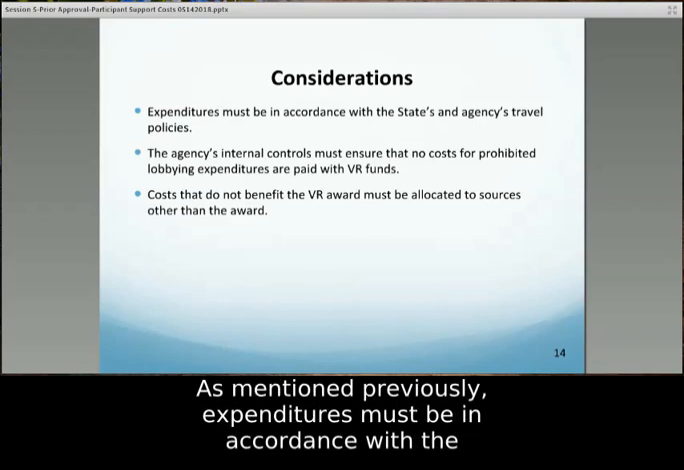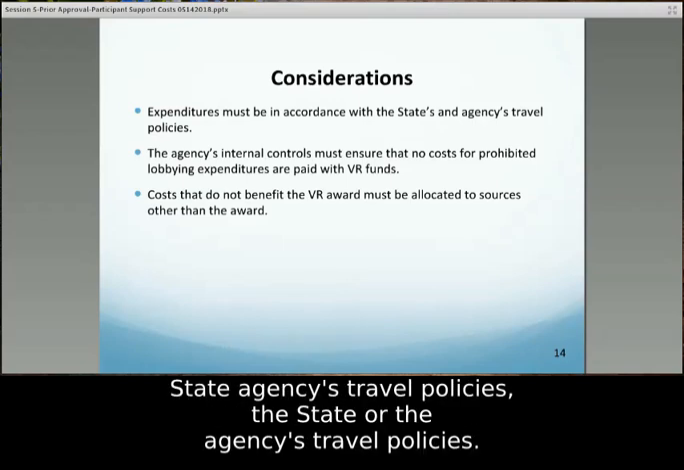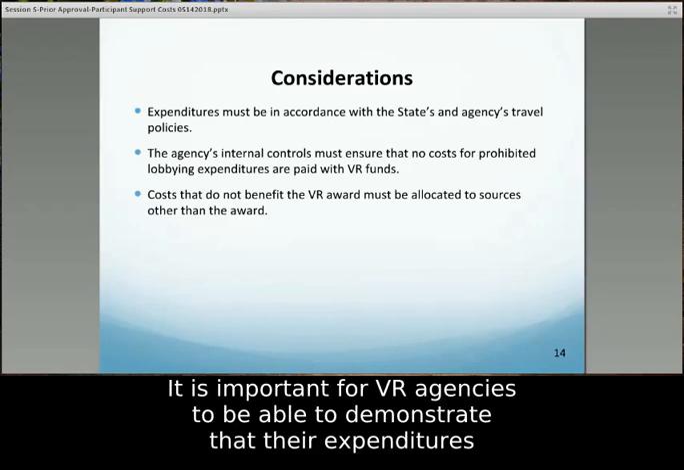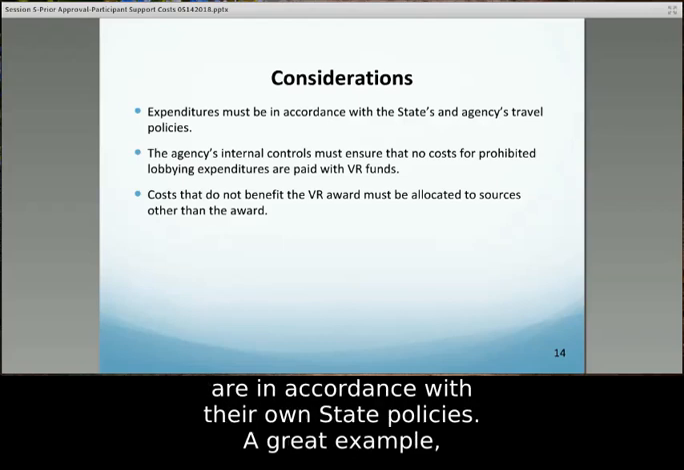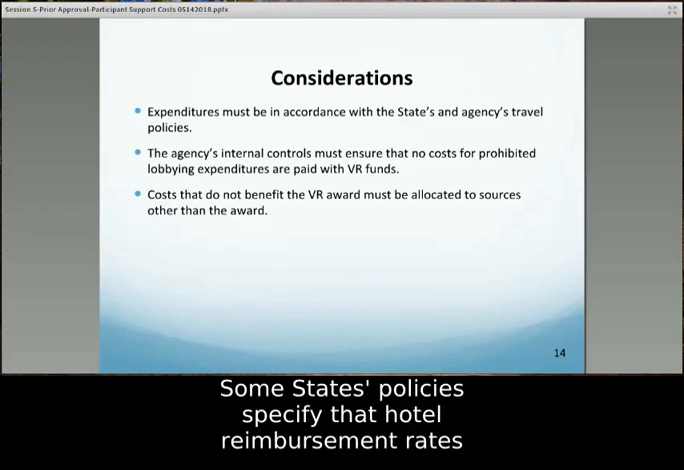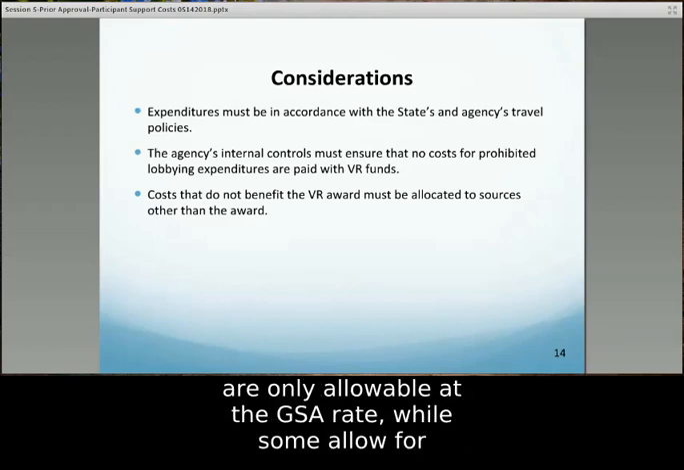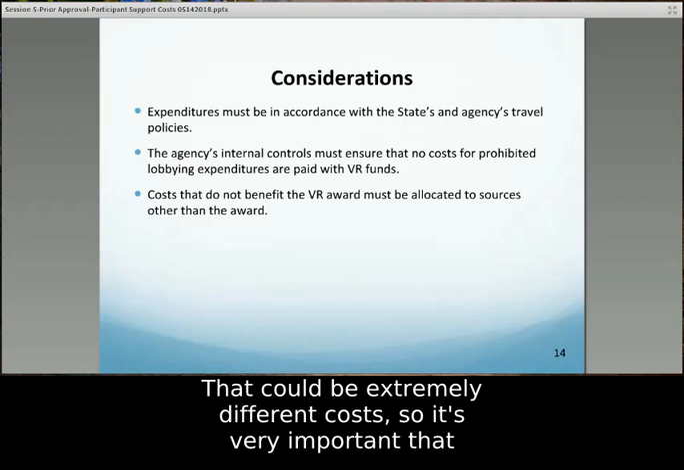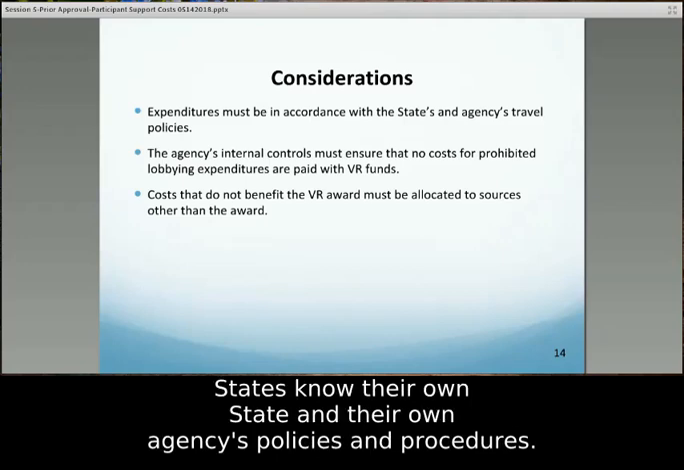As mentioned previously, expenditures must be in accordance with the state agency's travel policies. Some states have extremely specific travel policies for all items of travel. It is important for VR agencies to be able to demonstrate that their expenditures are in accordance with their own state policies. A great example, state policies vary greatly on allowable expenditures related to hotels. Some state policies specify that hotel reimbursement rates are only allowable at the GSA rate, while some allow for reimbursement of the hotel in which the event is occurring. That could be extremely different costs. So it's very important that states know their own agency's policies and procedures.